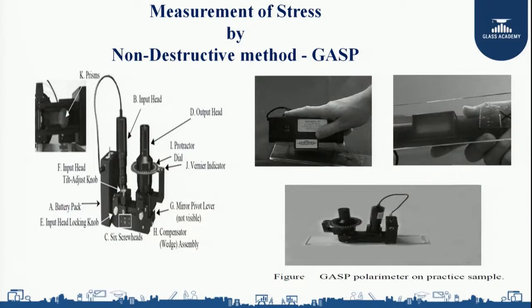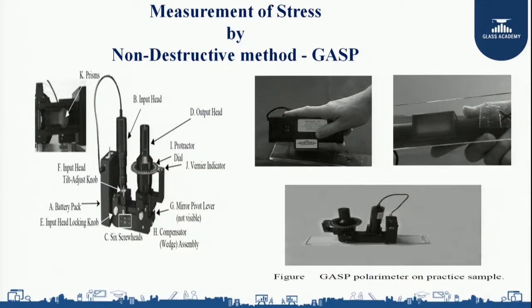So we need to understand the non-destructive method, that is with the help of GASP, the glazing angle surface polarimeter. This is one equipment that is used to measure the stress in the glass that is induced during the heat treatment process. This is how a GASP will look, and you can see the different parts of this equipment. In order to measure the stress levels in the glass, certain points I need to keep in mind. First, the measurement of the stress should always be on the tin surface, that is, the surface of the glass which is in contact with the rollers.